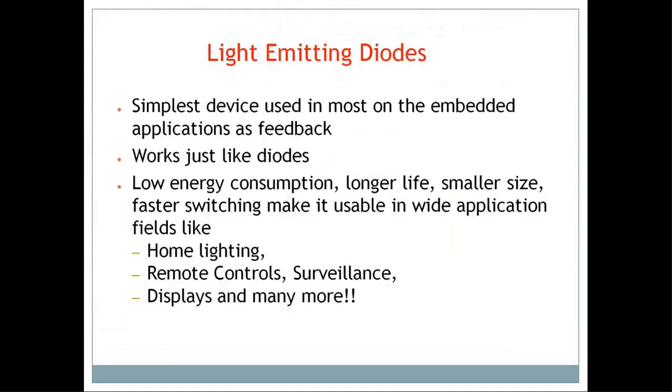I'm coming to my first part. It is the light emitting diodes, right? I'm using garden lights, or LEDs for garden purposes, which are required in our home. The LED is the simplest device used in most embedded applications as a feedback or blinking purpose. It works just like a diode. It has low energy consumption, longer life, small size, and faster switching. It is usable in wide applications, and there are also some advantages to using this LED. It is mostly used in home lighting, remote controls, surveillance, security, displays, and many more.